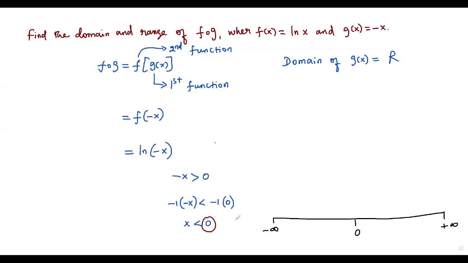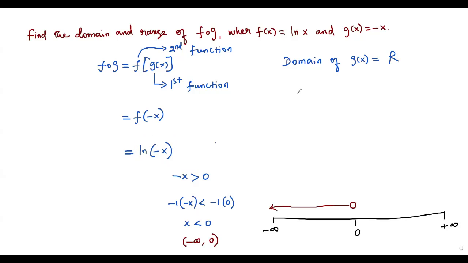Since 0 is not included, we have to take an empty circle at 0. And since it's x less than 0, in interval notation we have negative infinity to 0. So we have to start from 0 and move to the left up to the left extreme, negative infinity. So this is the graph of the domain of the result of the composite function ln of negative x.